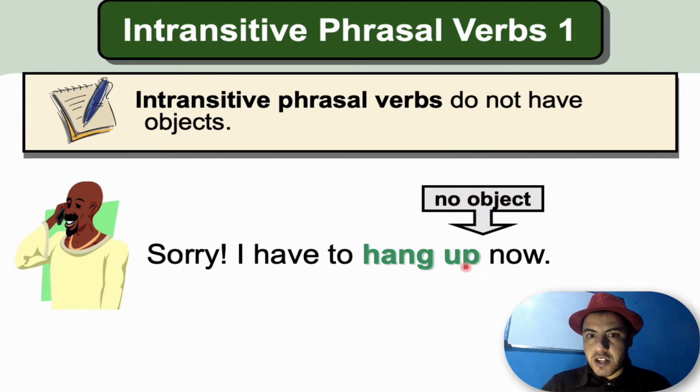Got it? We do not separate between the verb and its particle. Why? Because we do not have an object. Okay, so if we have intransitive phrasal verbs, we do not separate between the verb and the particle, right?